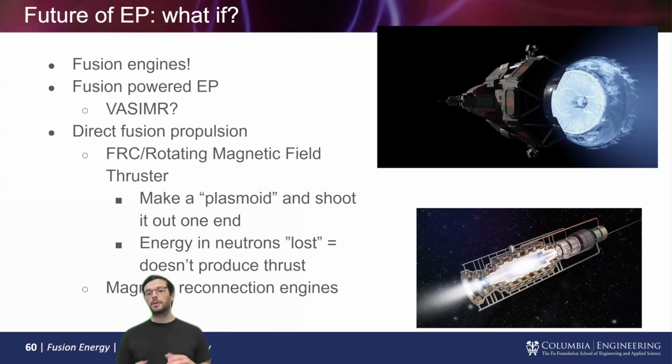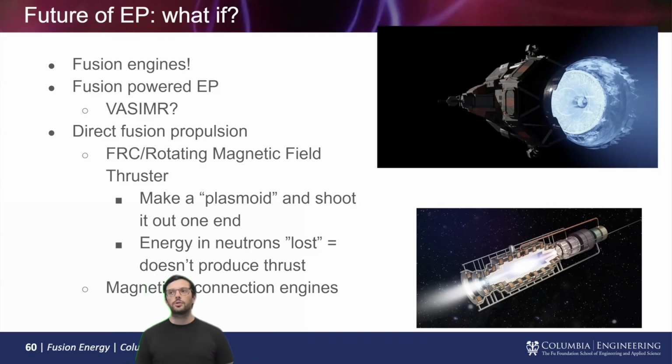But if we do, and especially if we do in these kind of compact forms like FRCs, which I think you've learned about so far, we take this FRC, we can basically just open one end, and that would be a very good rocket. It would be very efficient, at very high speed and very high thrust. So that's kind of the dream for space propulsion.